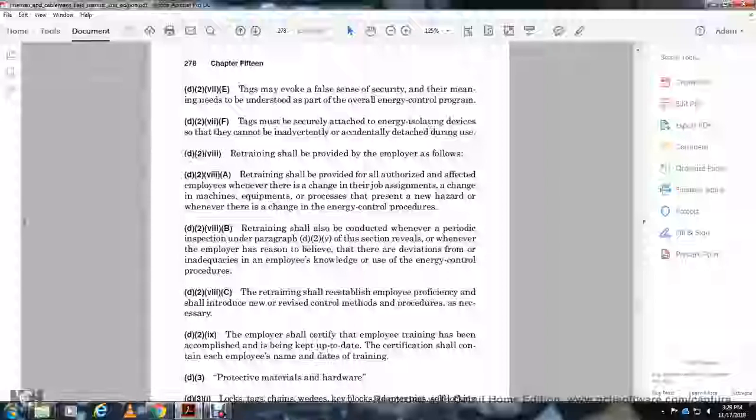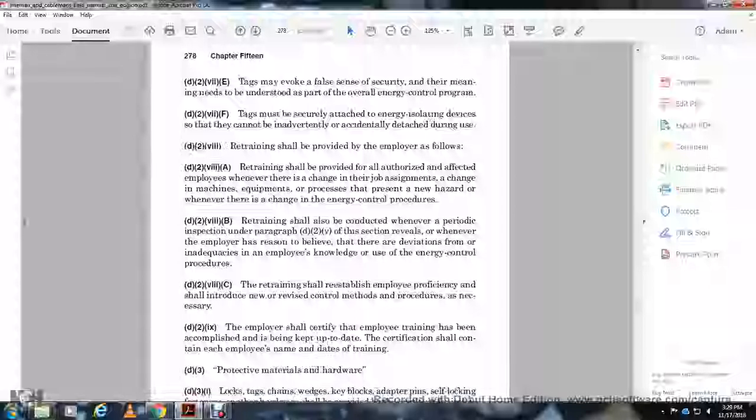Retraining shall be provided for all authorized and affected employees whenever there is a change in their job assignments, a change in machines, equipment, or processes that presents a new hazard, or whenever there is a change in the energy control procedures. Retraining shall also be conducted whenever a periodic inspection under paragraph D2.5 of this section reveals, or whenever the employer has reason to believe, that there are deviations from or inadequacies in the employee's knowledge or use of the energy control procedure. The retraining shall reestablish employee proficiency and introduce new or revised control methods and procedures as necessary. The employer shall certify that employee training has been accomplished and is being kept up to date.